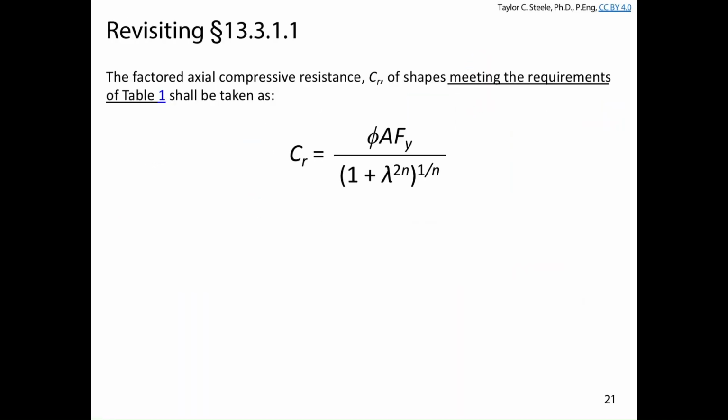Okay, so let's come back here. This is the part that I did not talk about on Monday. We calculate the factored compressive resistance of compression members using this equation when the shape meets Table 1 requirements. So when you check B/2T or H over W, whatever the ratio is, and that ratio is less than what's in Table 1, we can use this equation.